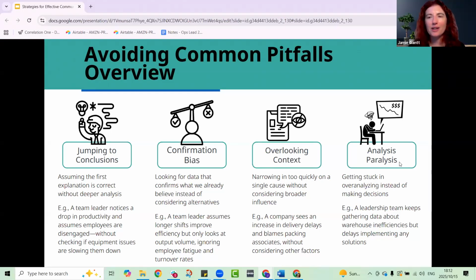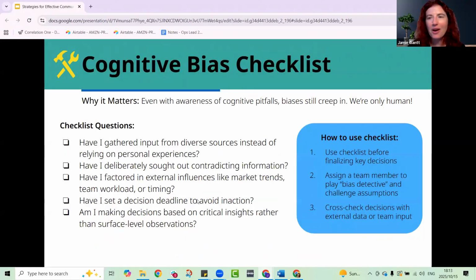Give me a virtual hand raise if you're a perfectionist. I know I've been there. I'm a recovering perfectionist, I like to say. I still have my moments. But analysis paralysis is that perfectionism. We can go over the numbers 80 billion times. We can brainstorm solutions 80 billion times. At some point, we just have to make a decision, right?